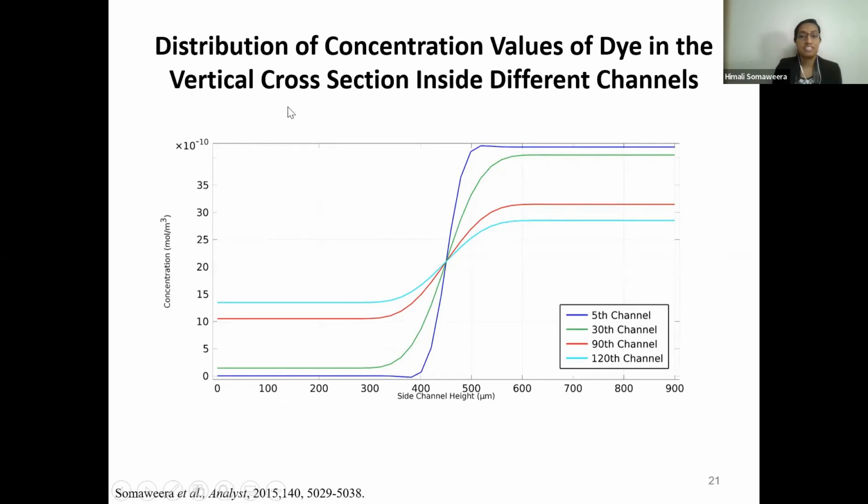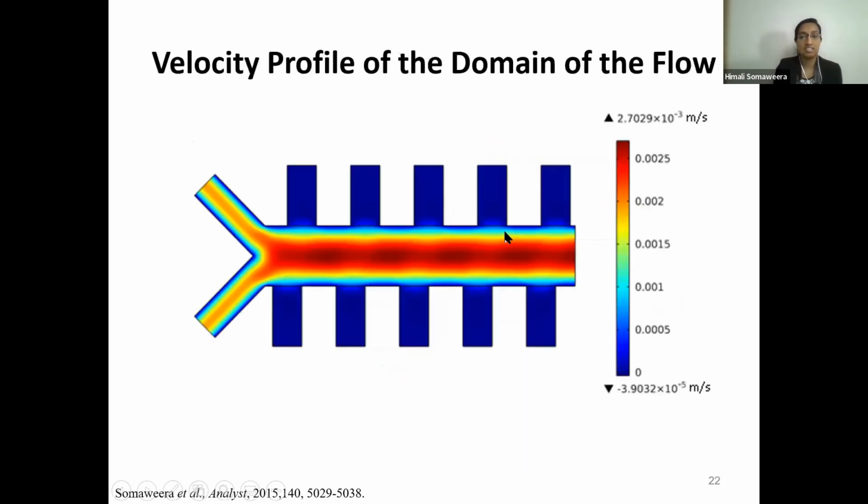And then we used the concentration values of the dye on a vertical cross section inside different channels. You can see from the 5th channel to the 120th channel, in the 5th channel for both sides the concentration difference is higher, but as it goes down the chip, the concentration difference gets lower. So that again confirms the mixing and the diffusion and the creation of different concentrations.